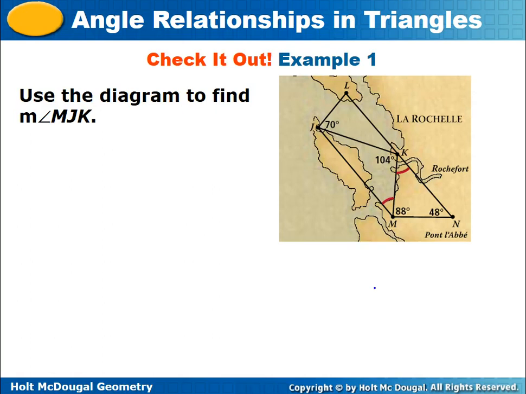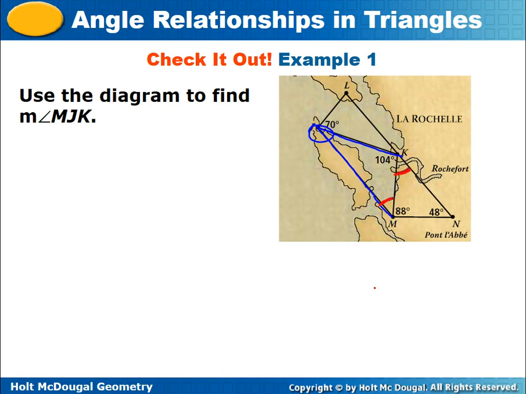Okay, so first of all, it says use the diagram to find the measure of angle MJK. So I realize that MJK, again, is this angle right here. So I only have one angle in that triangle, MJK. So I need to find another one. I do notice that I have a congruent symbol here, and here and here.